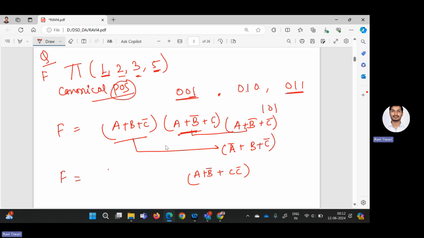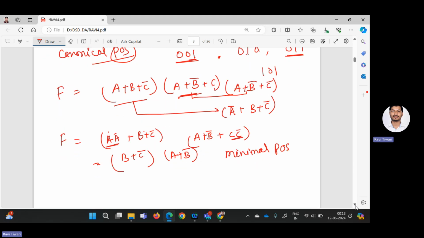Okay. And another one is this one, right? So we can take B plus C bar common. So here I'm taking B plus C bar common. And later we have A bar. So now this is A 0. So you will get B plus C bar. C bar is also 0. So you will get A plus B bar. So this is a POS, but a minimal POS form. Minimal POS form. So we have seen how to write the canonical SOP.